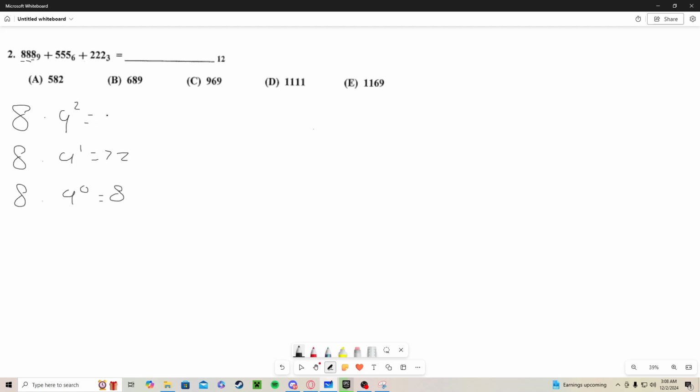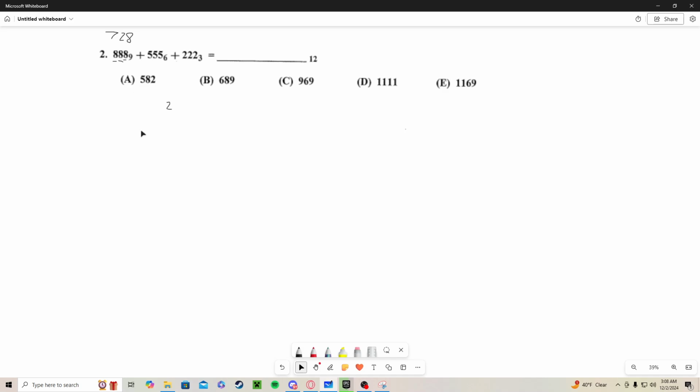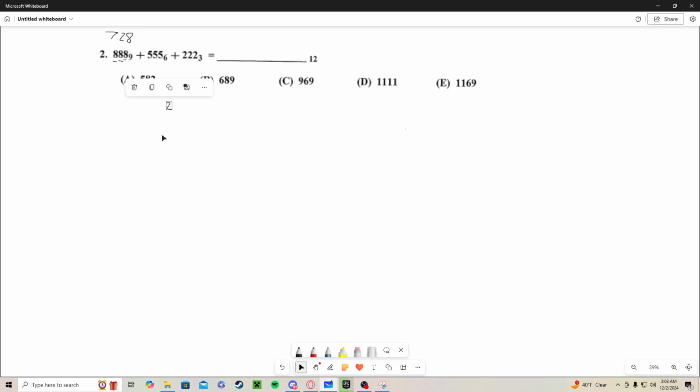And using my calculator, you do 9 times 9 times 8, which gives you 648. And now you have to add all these up, so 648 plus 72 plus 8, you get 728. That's the number in base 10, which is again the number we normally count with. And now you do that with every single one of these.